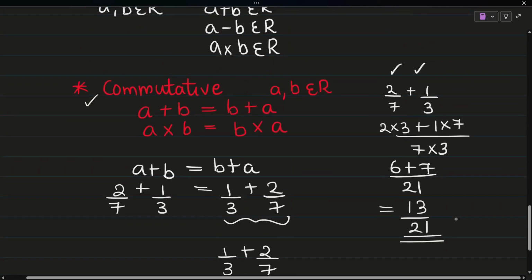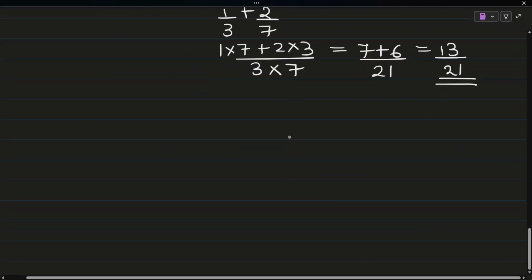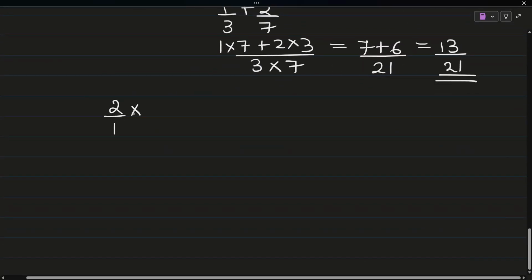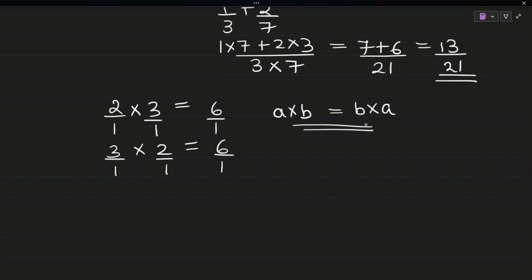So what is commutative property? If I add a plus b, this is going to be equal to b plus a. Similarly, a times b is equal to b times a. Let's take a simple example, 2 by 1 into 3 by 1. What is the answer? That is going to be 6 by 1. If I take 3 by 1 into 2 by 1, again this is going to give me 6 by 1. So a times b is equal to b times a. This is the commutative property.